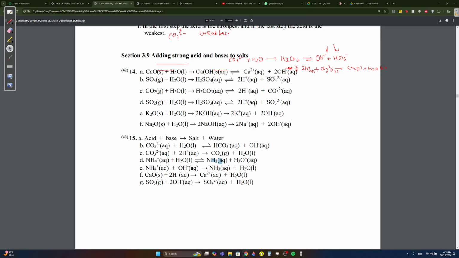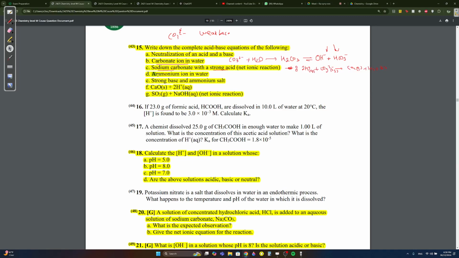And then you get hydronium. This is what we call hydronium, H3O+. So just memorize it, guys. H3O+ is what you get when you put NH4 ammonium ion in water. Just memorize it. Strong base and ammonium salt. Ammonium salt acts as an acid.